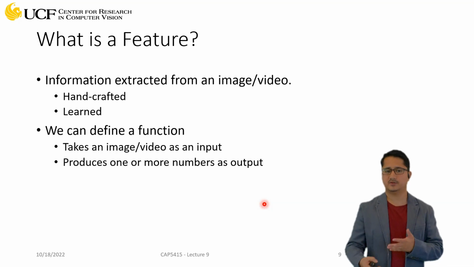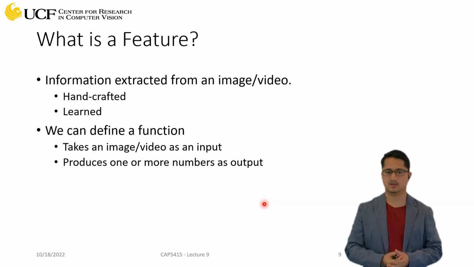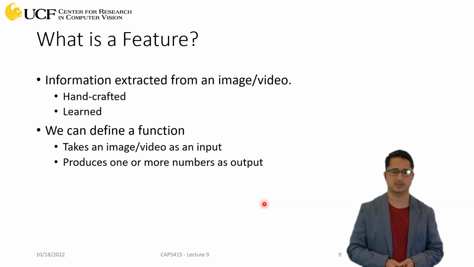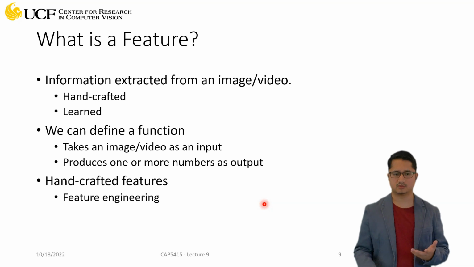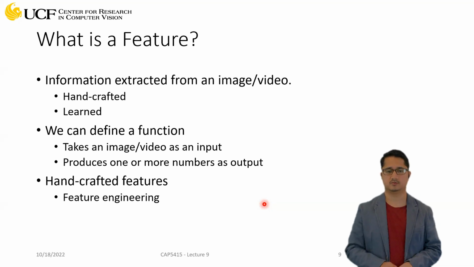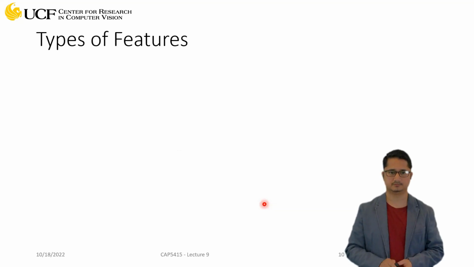Okay, and at the end, we just need a function which will take that image as input and give you this set of features. And it depends on whether that function is something which you have designed by hand or something which you have learned. So that's the distinction between these two. Okay, so handcrafted features are also called feature engineering. You might come across this term as well. And learned features are automatically learned.